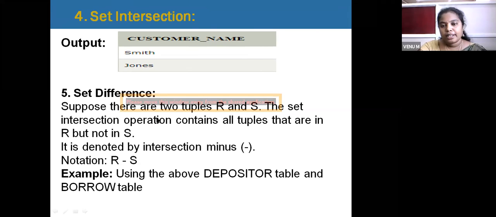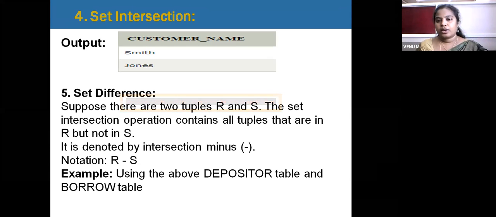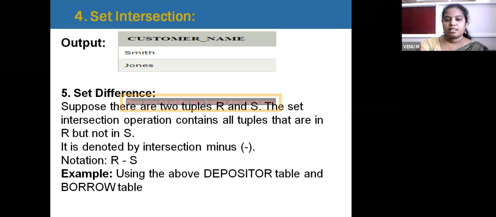The set difference operation contains all the tuples that are in R but not in S. It means we have to take two relations and it will display all the tuples in R. The tuples that are not present in S, only then will the output be displayed. What does the output contain? It contains the tuples that are present only in R but not in S. That type of output can be obtained by using set difference.